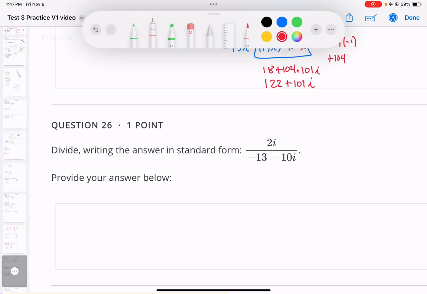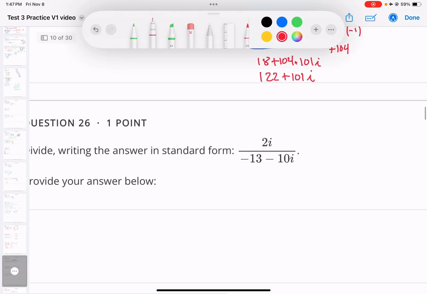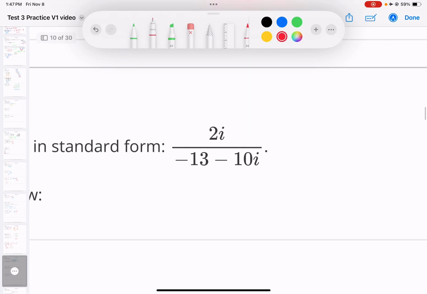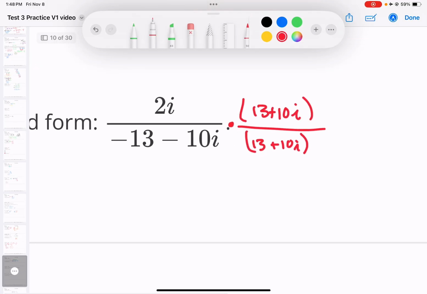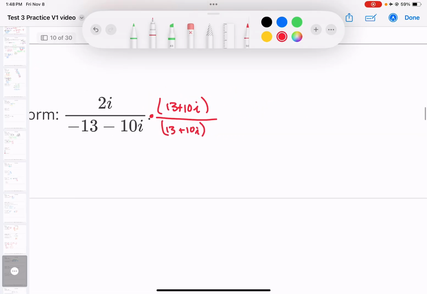Okay. Write the answer in standard form. So it doesn't want i as a denominator. So we're going to times this by a conjugate. And what that does is it's going to get rid of the middle terms, and it's going to turn it into i squared, which is going to make it a whole number. So I'm going to add 10i, and then 13 plus 10i. Because if I do it to the top, I also need to do it to the bottom. You're just timesing by 1.